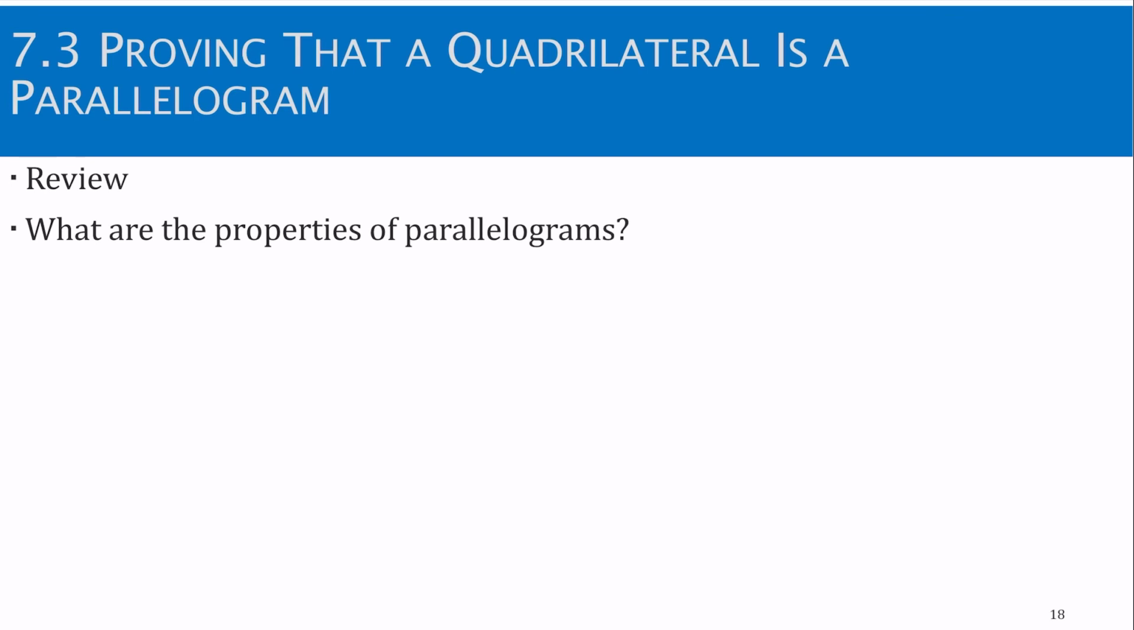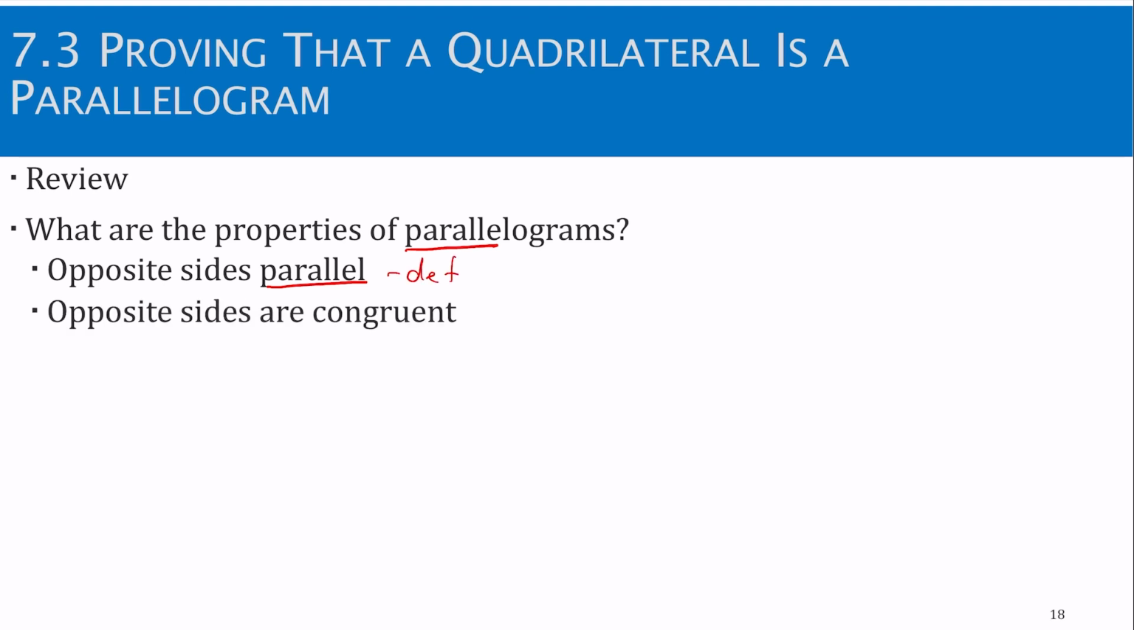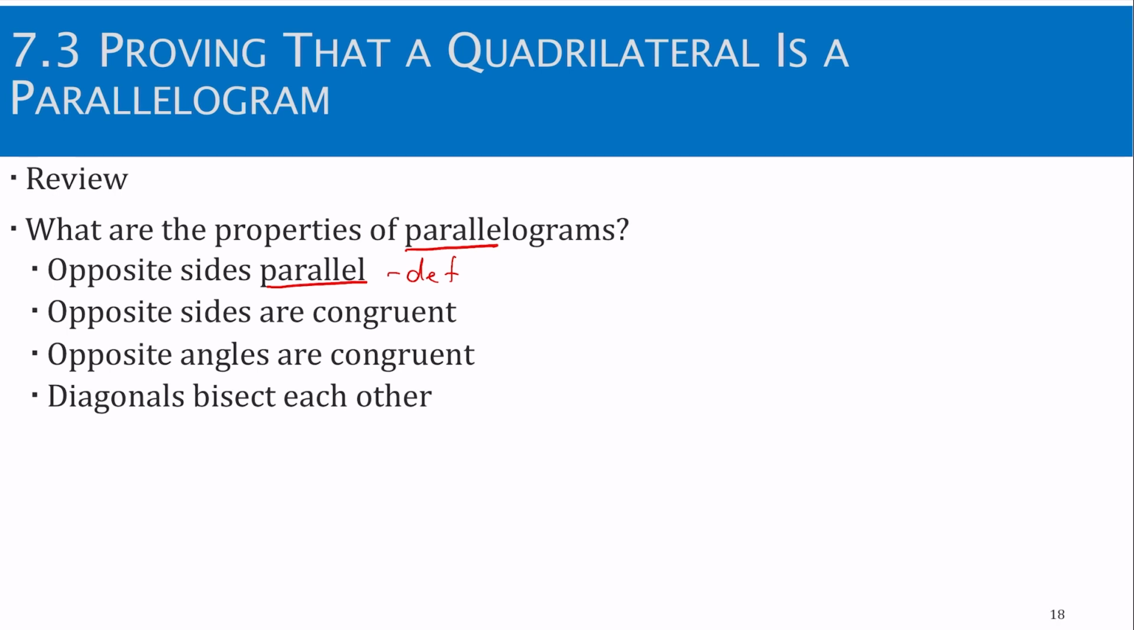Well, first, in a parallelogram, the opposite sides are parallel. That's the definition. We also have the opposite sides are congruent. The opposite angles are congruent. And the diagonals bisect each other.